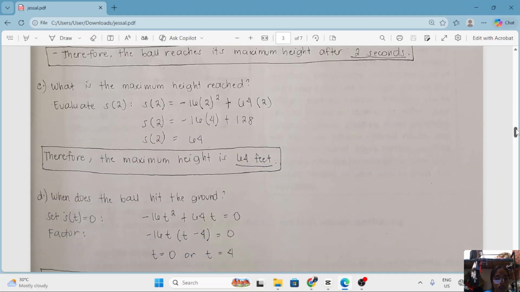So now, our letter C, what is the maximum height reached? So we should evaluate s of 2. This original formula came from our original equation. So we're just gonna input the 2. So that would be negative 16 times 2 squared plus 64 times 2. And to solve, we will attain negative 16 times 4 plus 128. So our s of 2 is equal to 64. Therefore, the maximum height is 64 feet.